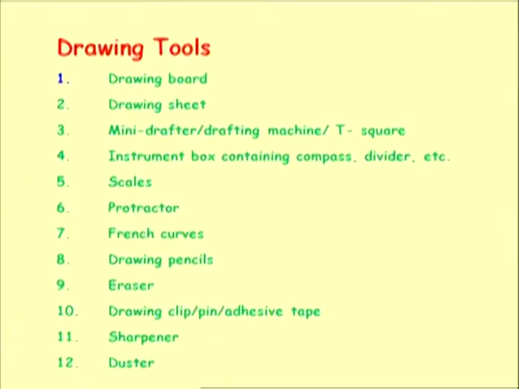Then the eraser. Any lines which are not required, maybe drawn by mistake or for some other purpose, are required to be erased. The rubber is used to erase those lines. Then drawing clips, to fix the drawing sheet on the drawing board. Either drawing clips may be used, or pins or adhesive tape may also be used.